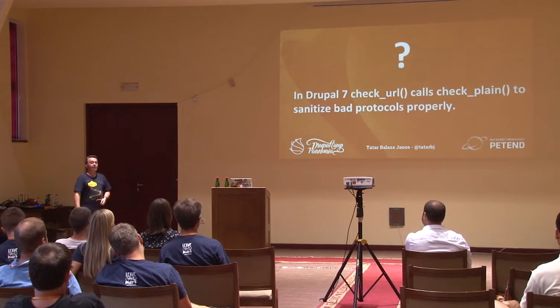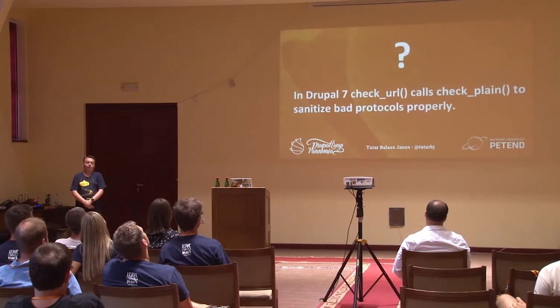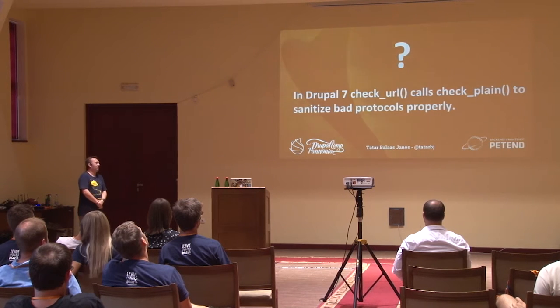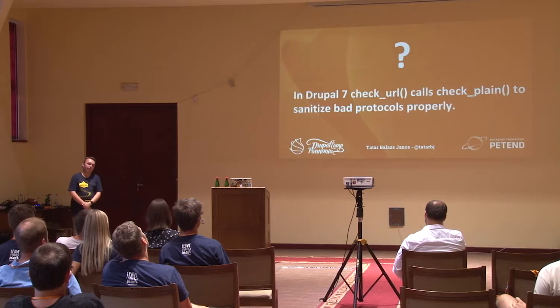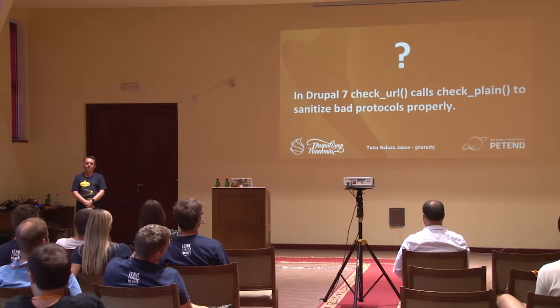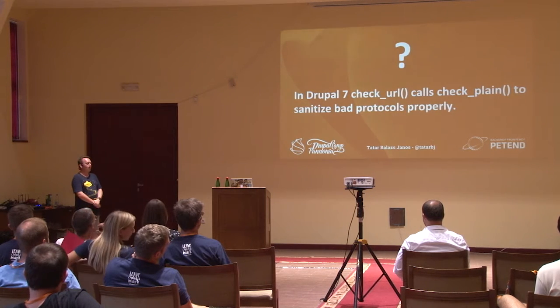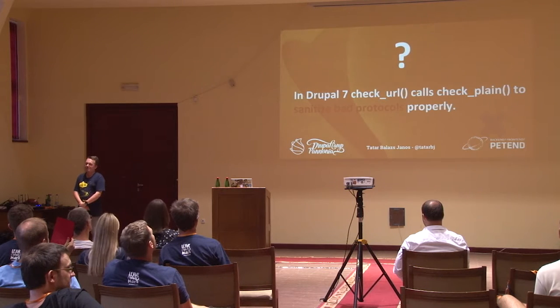Next, in Drupal 7, check URL calls check plain to sanitize bad protocols properly. Is it true or not? If it's true, because check URL calls check plain to sanitize bad protocols, then show me a green. If it's not correct, then show me a red. Okay. So you believe more it's red, yes.